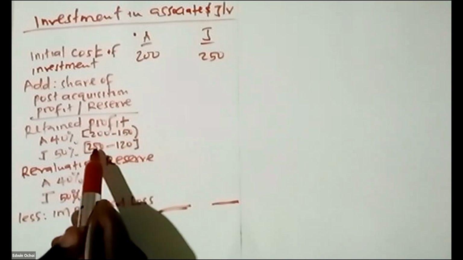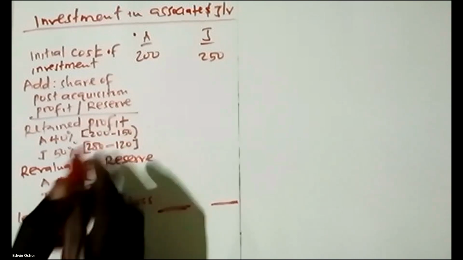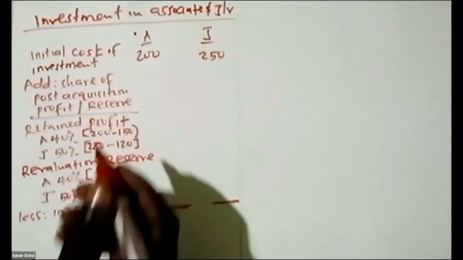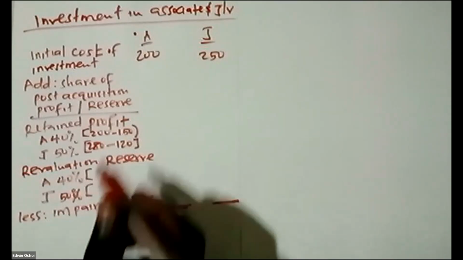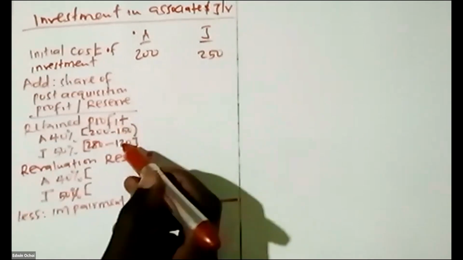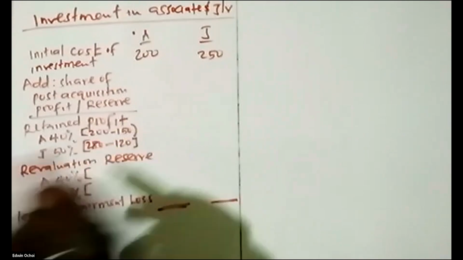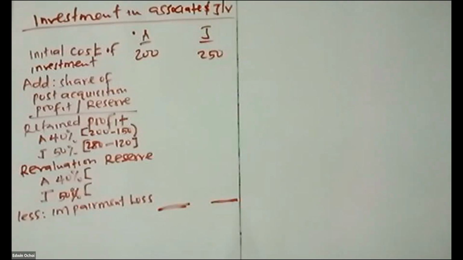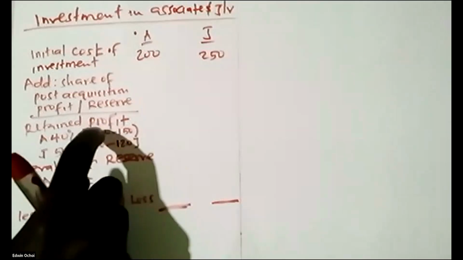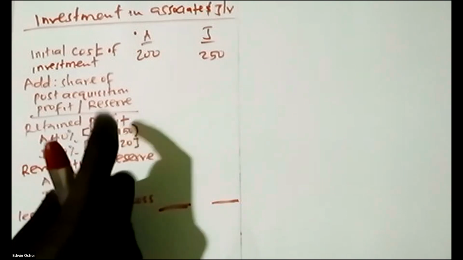And this 120 was inside 280. So you have to subtract to get the post-acquisition retained earnings. Because as at the time of acquisition, we have 150 and 120 here. By the end of the year, we have 200 and 280. So to get the post, you have to subtract that which was present at acquisition, which by the end of the current year, those 150 and 120 is inside this 200 and 280.